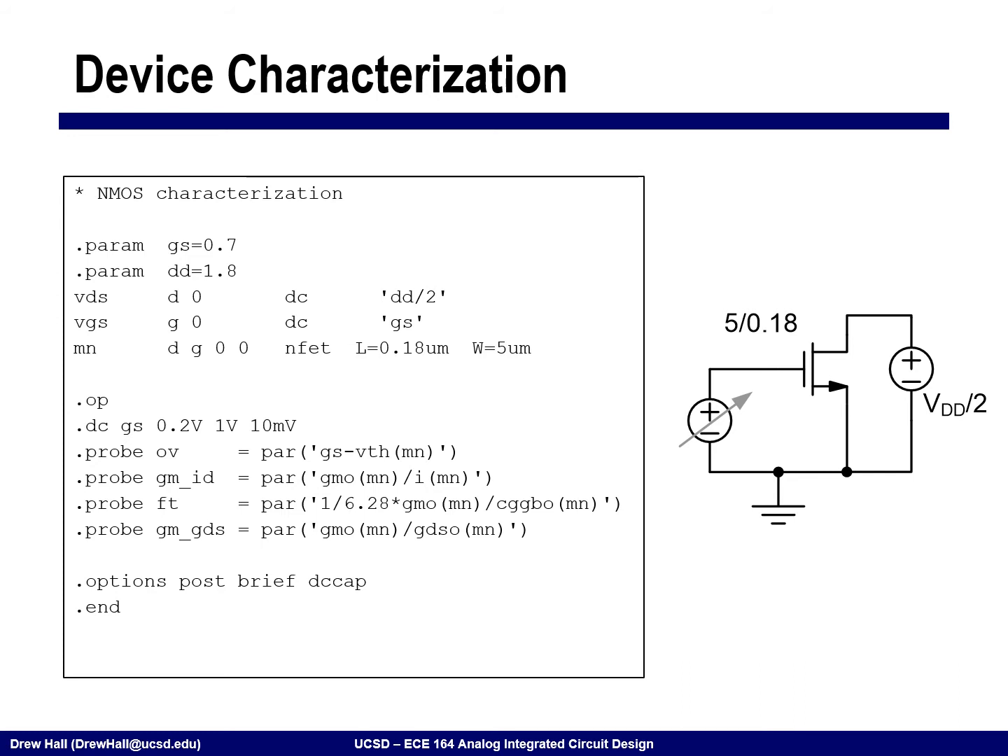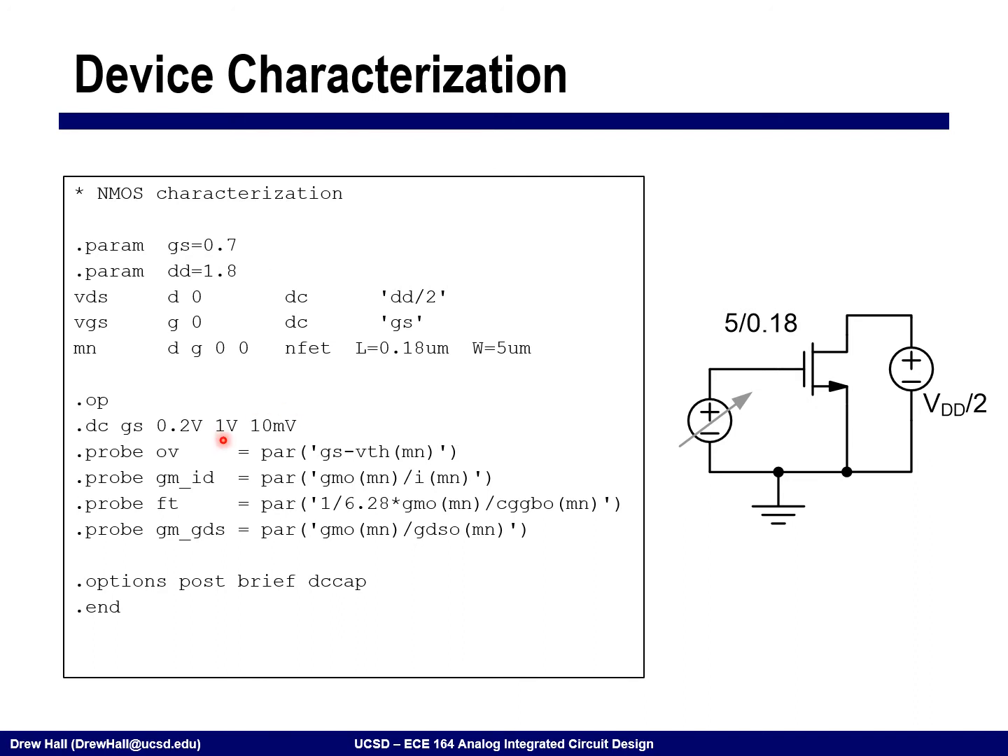So how do we do this device characterization? We would set up a netlist that essentially sweeps the input voltage, VGS, while biasing the transistor at VDD over 2 and setting W over L. In this case, we want to set W to a nominal width that's certainly above the minimum width, usually 20 to 30 times the minimum channel length.